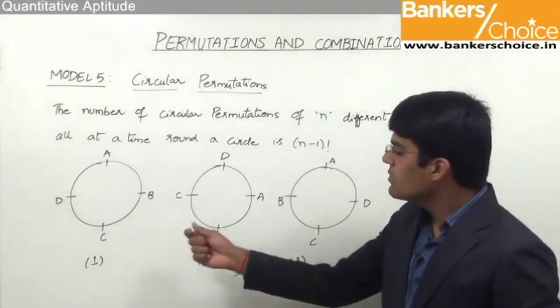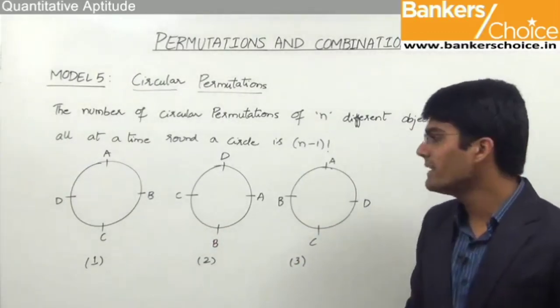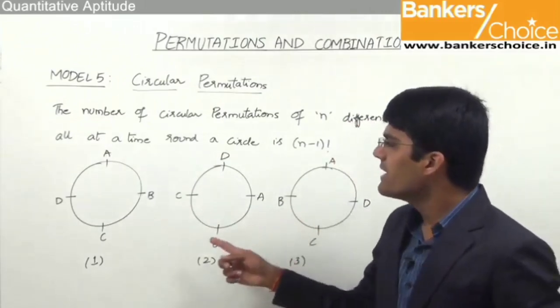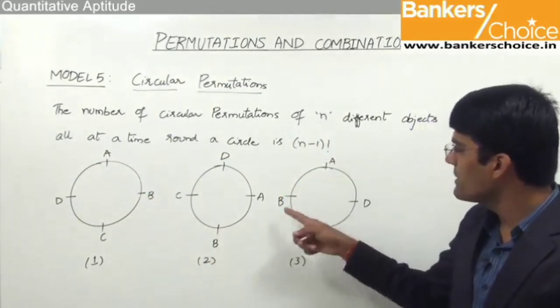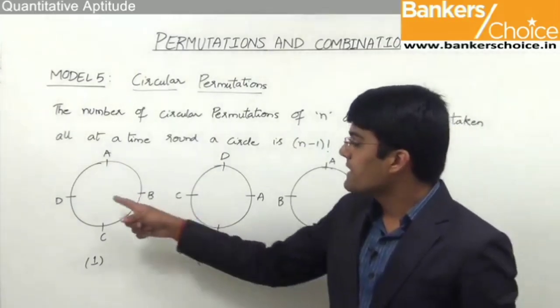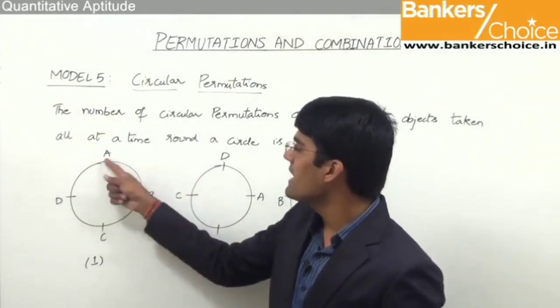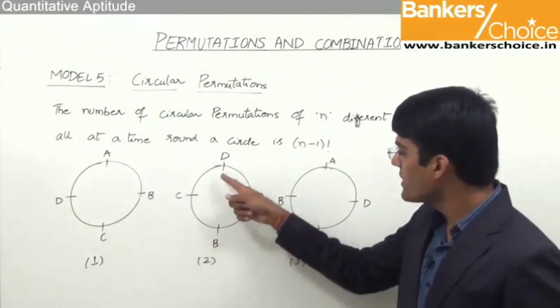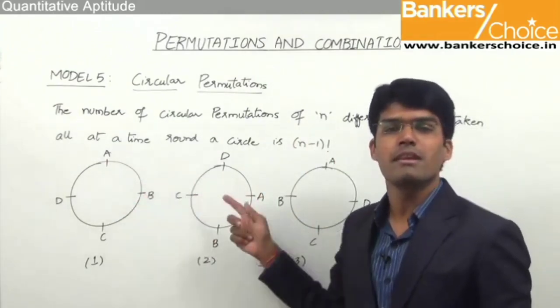So now if we compare all these 3 arrangements together with respect to the relative positions, we find that in all the 3 arrangements, A is between B and D. Here also A is between B and D. Here also A is between B and D. But in the first 2 arrangements, if you observe, the sequencing is the same. It is DAB in the clockwise direction. Here also it is DAB in the clockwise direction. That means left and right of A are the same in both the arrangements.